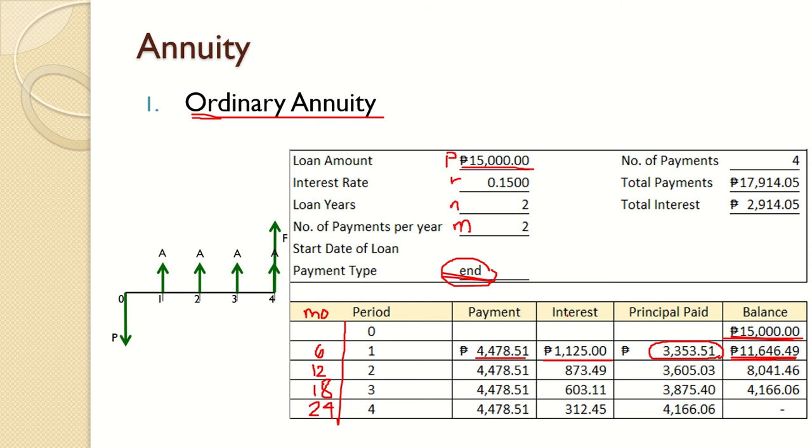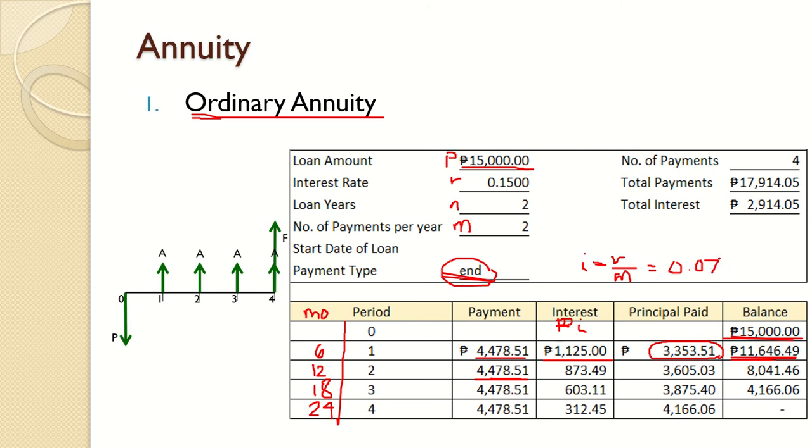Then at the end of the 12th month, you paid 4,478. By the way, remember that interest is P times I. Now, the principal amount at the beginning of each period, that's P times the rate of interest. And I is equal to R over M. That's 0.15 divided by 2. So, how much is that? That's 7.5% or 0.075.